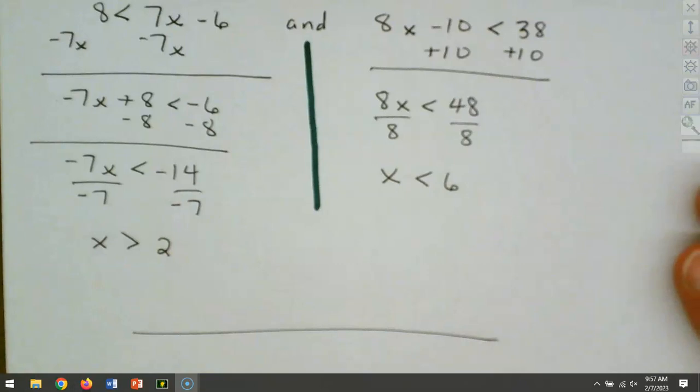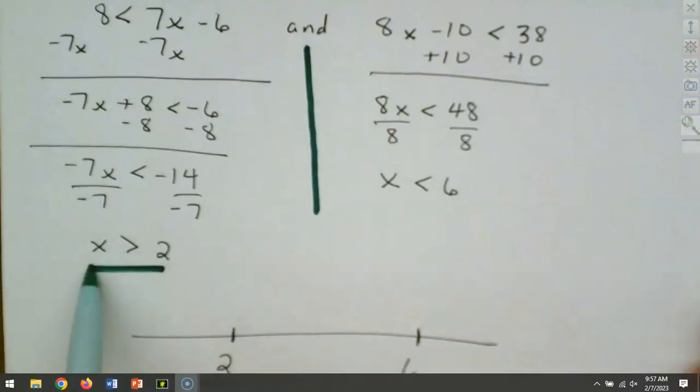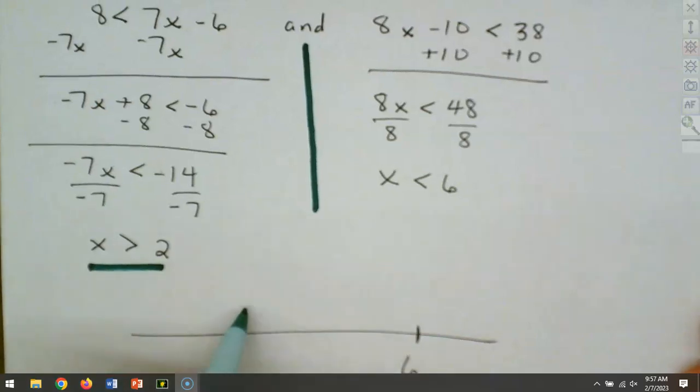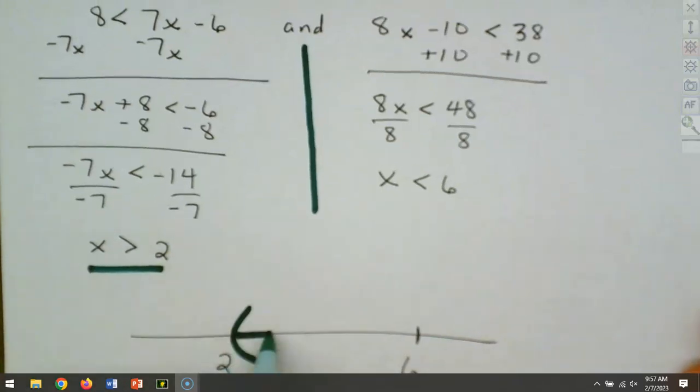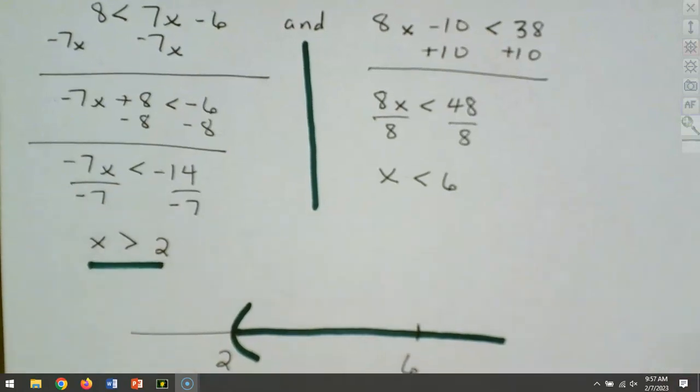So here's my line. 2 is the smaller number, so it's back to the left. 6 is the larger one, so it's to the right. So this one says x is bigger than 2, so we're going to use parentheses, and it's going to point to the right, so we'll shade to the right.